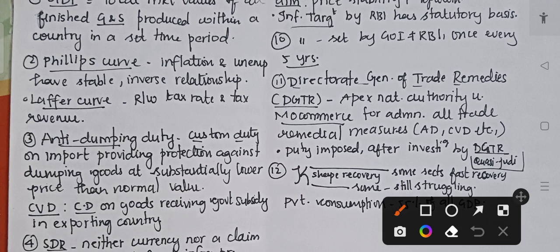And the next fact is about the Phillips curve. It talks about the inflation and unemployment relationship. They have a stable and inverse relationship. What is the Laffer curve? The Laffer curve talks about the relationship between tax rate and tax revenue.